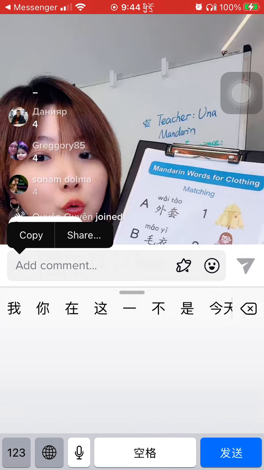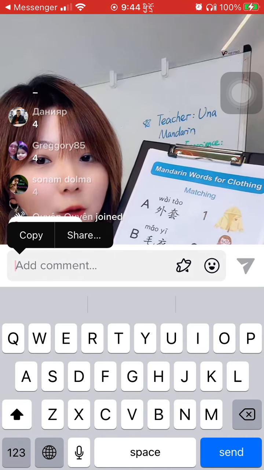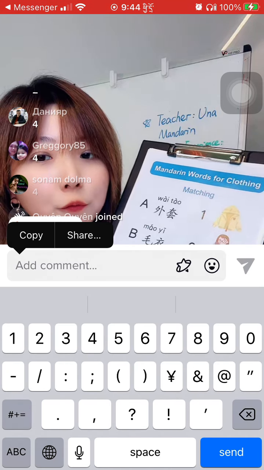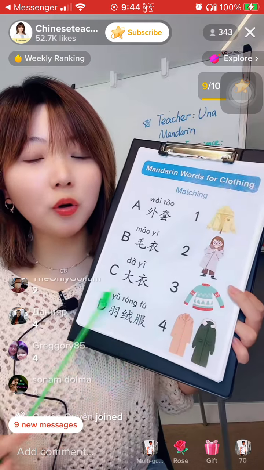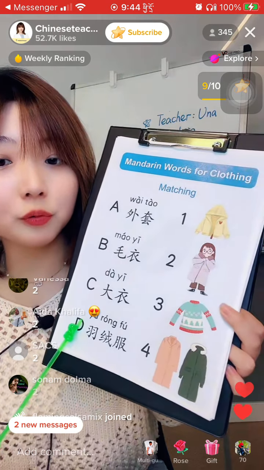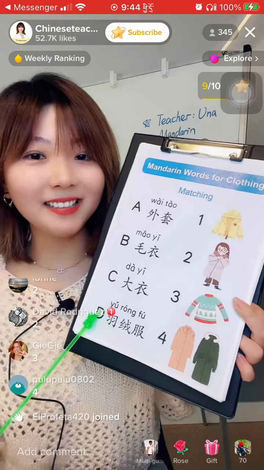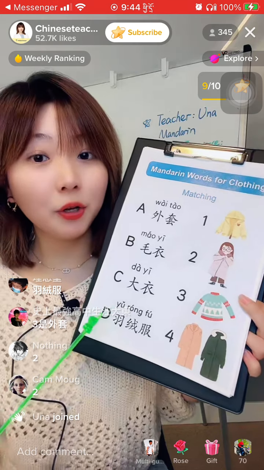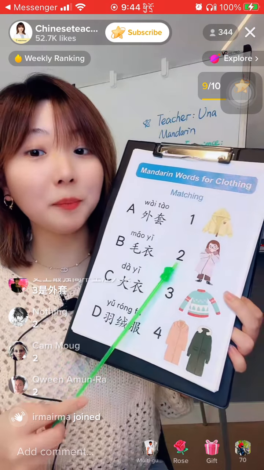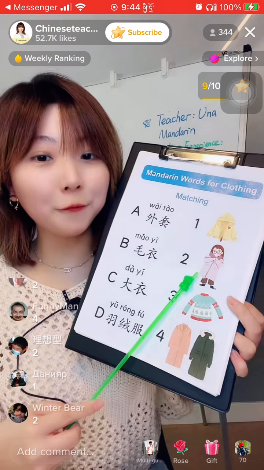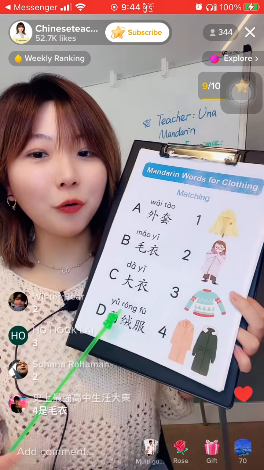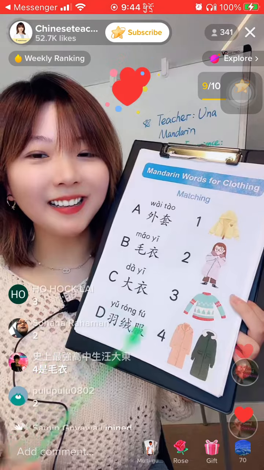The last one, 羽绒服, D option. One, two, three, four. Which one is 羽绒服? Yes, only one option left here. 羽绒服 is number two. 羽绒服非常好。Good job, everybody.